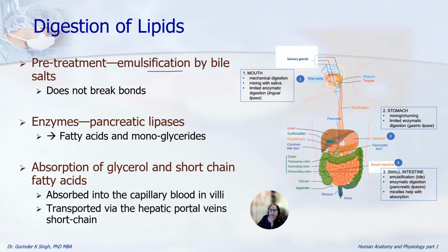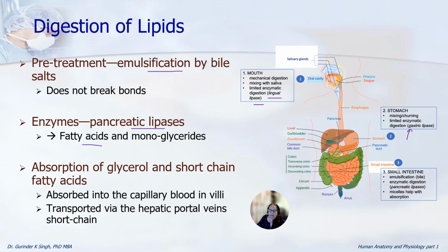Lipid digestion starts in the mouth with what we call lingual lipase, which can break them down a little bit. Then it goes to the stomach. In the stomach you just have mixing, and there is very little gastric lipase, so there is little digestion of the lipids there. But when it moves into the duodenum, it comes in contact with the pancreatic lipases. That's where we break down the lipids. The neutral lipids are changed into fatty acids and monoglycerides.